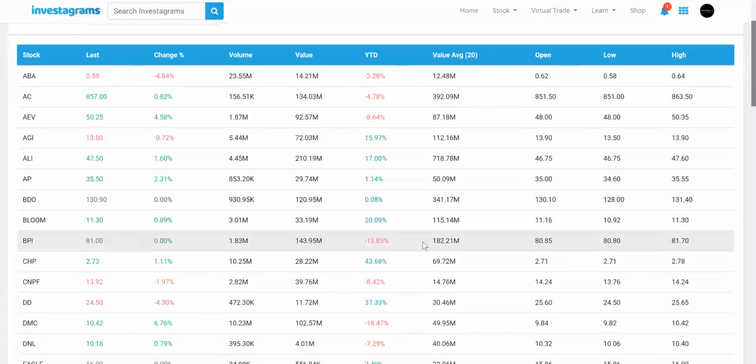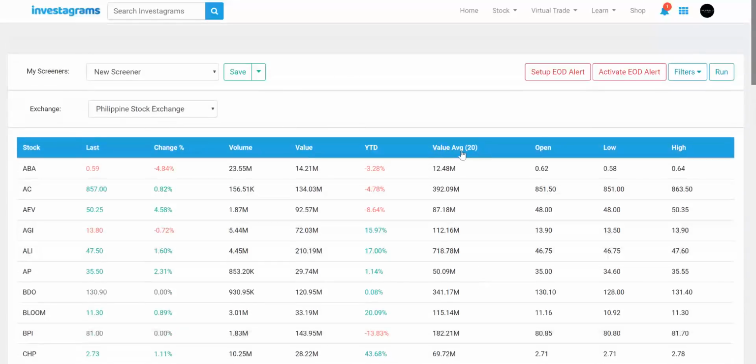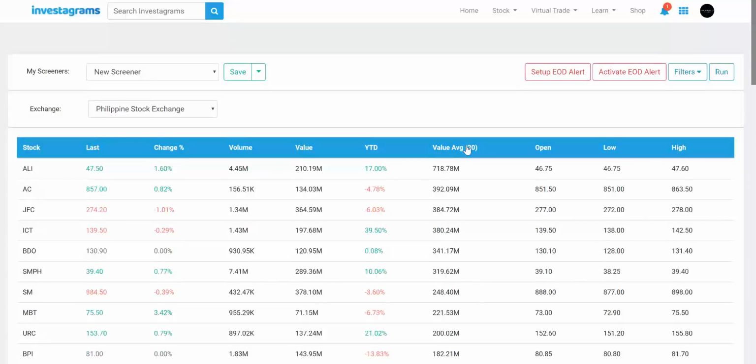But now that we have this list, what are we going to do about it? So one thing that you can do is sort the stock list depending on the indicator that we've used. So in this context, we're looking at value average. So here we sorted the ones that have the highest in the list. So we can see here Ayala Land at 700 million average turnover for every day for the last 20 days. And the top two is Ayala Corp. So it's both Ayala companies. And then Jollibee.